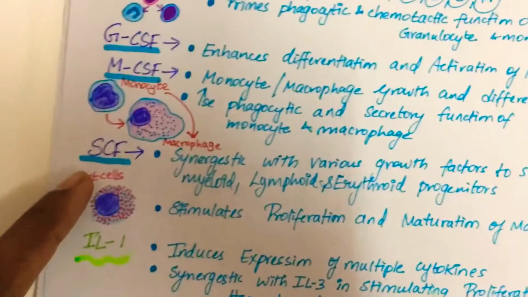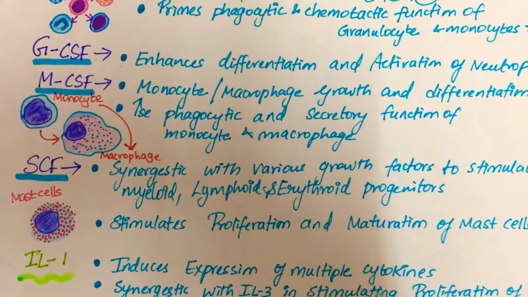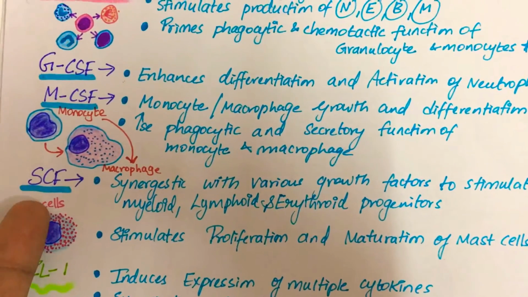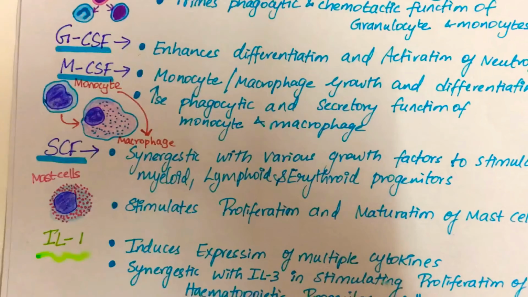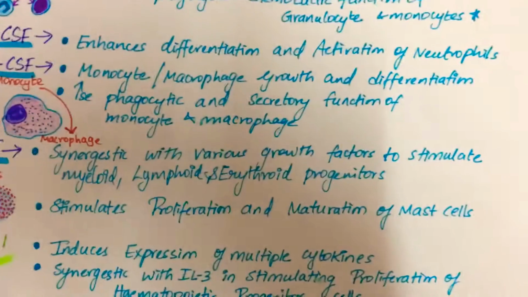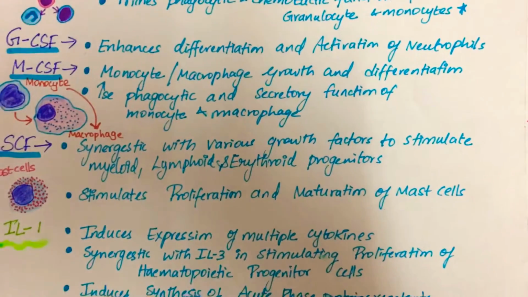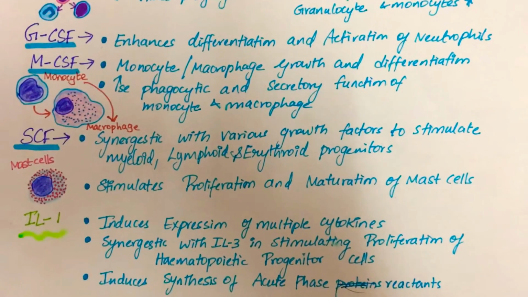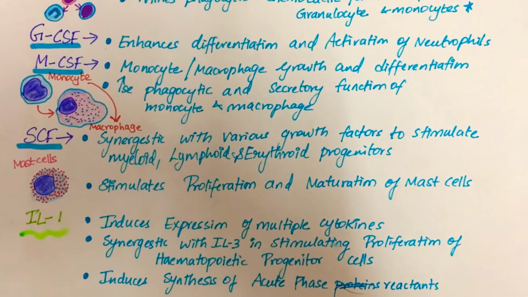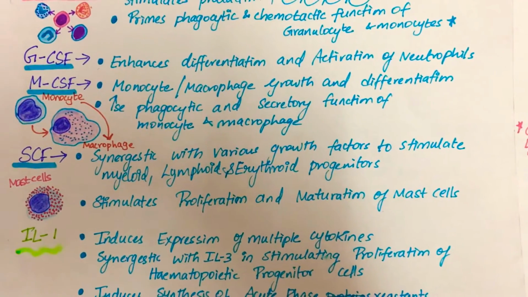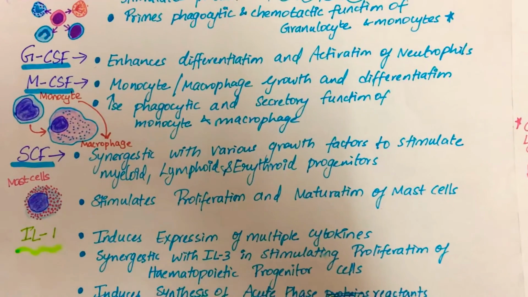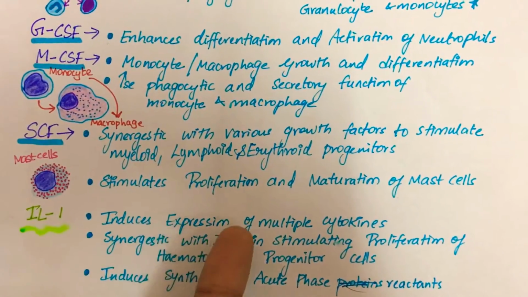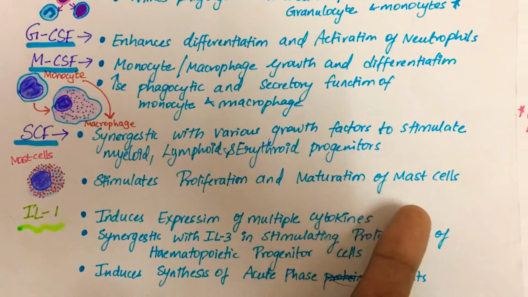Now you have the most important growth factor, that is stem cell factor, otherwise called SCF. It acts synergistically with various growth factors to stimulate myeloid, lymphoid, and erythroid progenitors. Because it is a stem cell factor, it is going to enhance all the stem cells to differentiate and produce. It also stimulates the proliferation and maturation of mast cells.